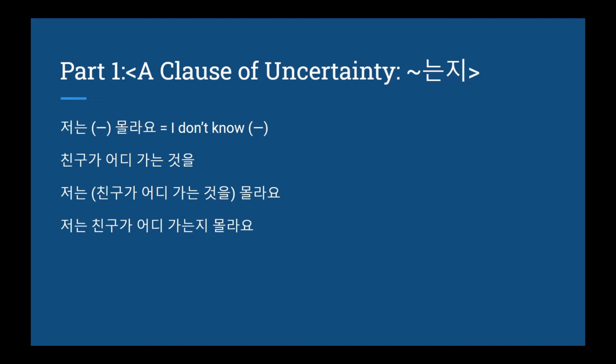Note that the 지 is connected to the 가는. They're all connected together. There's no space in between. Unlike 가는 곳, where there's a space between 가는 and 곳. So just keep that in mind.